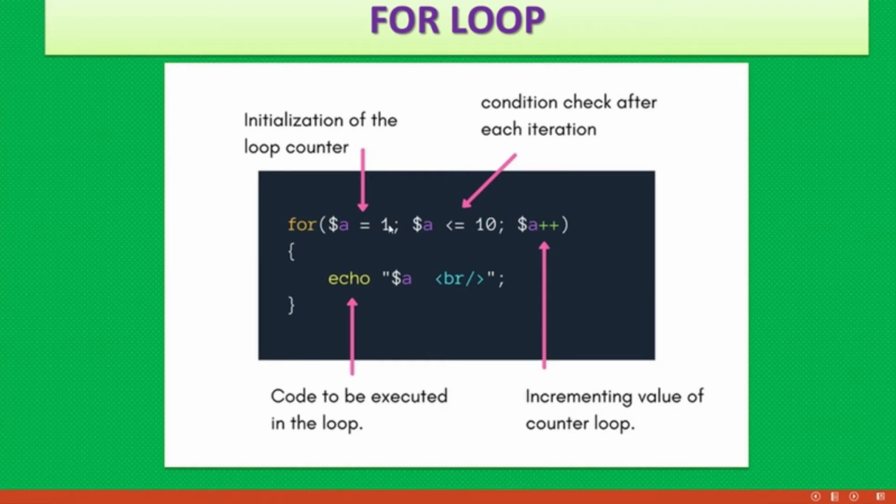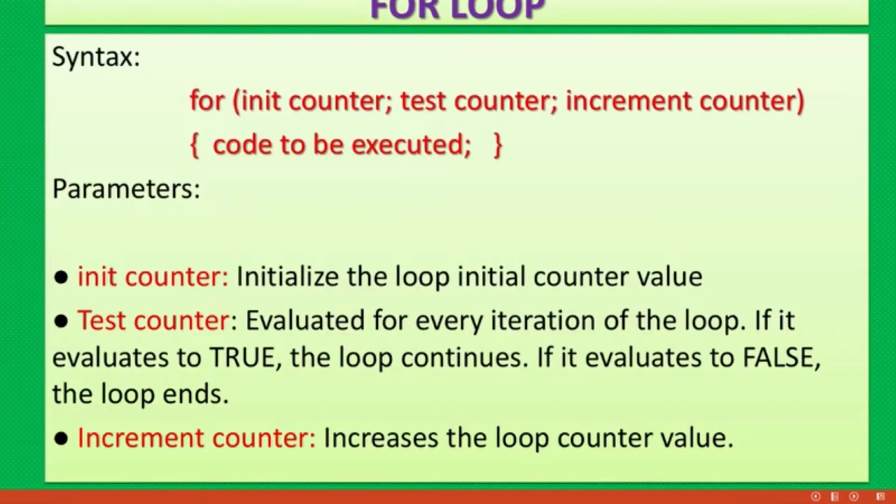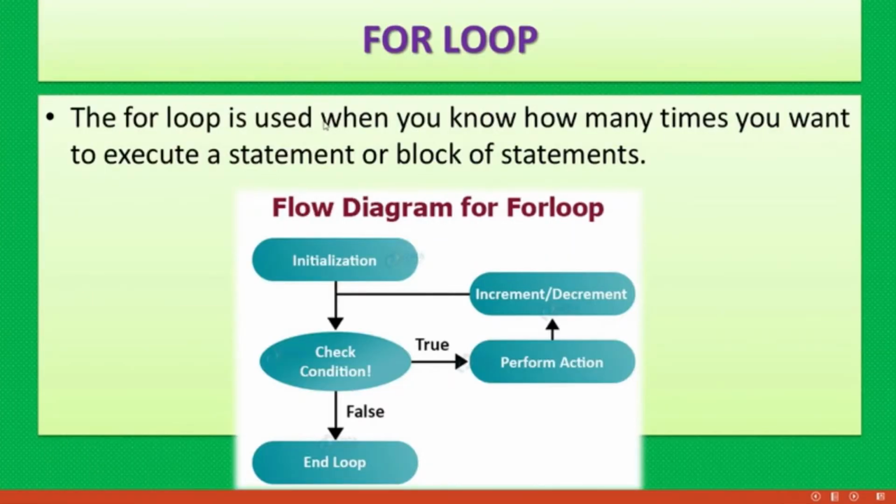So it initializes for the first time, then goes to check the condition, and then it executes the statement. After executing the statement, it increments and checks the condition again. So the flow chart is the same. Okay, just now we saw the flow chart, isn't it? After initialization, where does it go? Condition, perform the action, increment, and condition again.